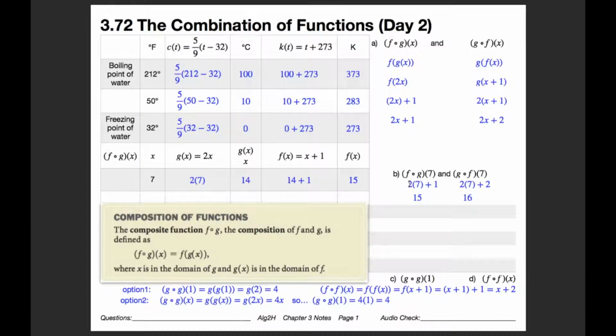And that's exactly what we do right here. What is f composed with g of 7? That would be 2 times 7 plus 1, which is 15. All done in one function as opposed to thinking about it as two functions.